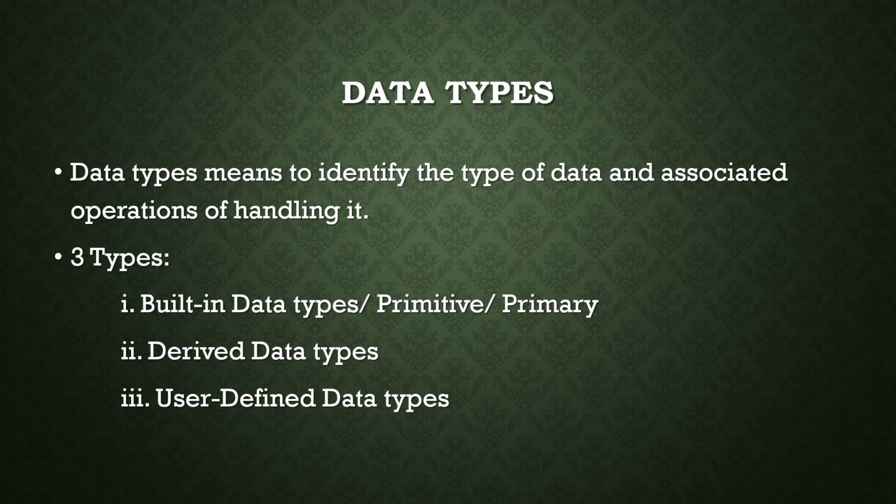types. There are three types of data types. One is built-in data types, sometimes called primitive data types or primary data types. Number two is derived data types, and number three is user defined data types. Here I am going to discuss only the primitive or primary data types. The other two data types are not in your syllabus.